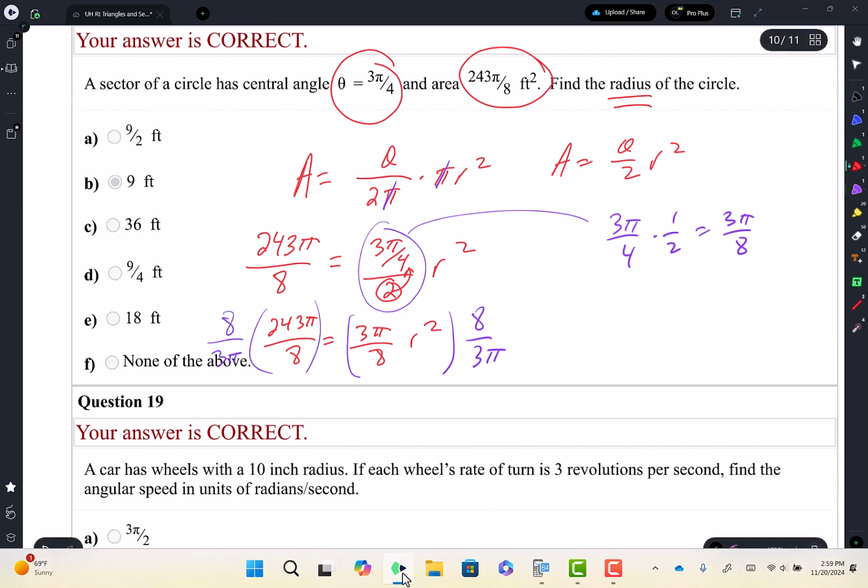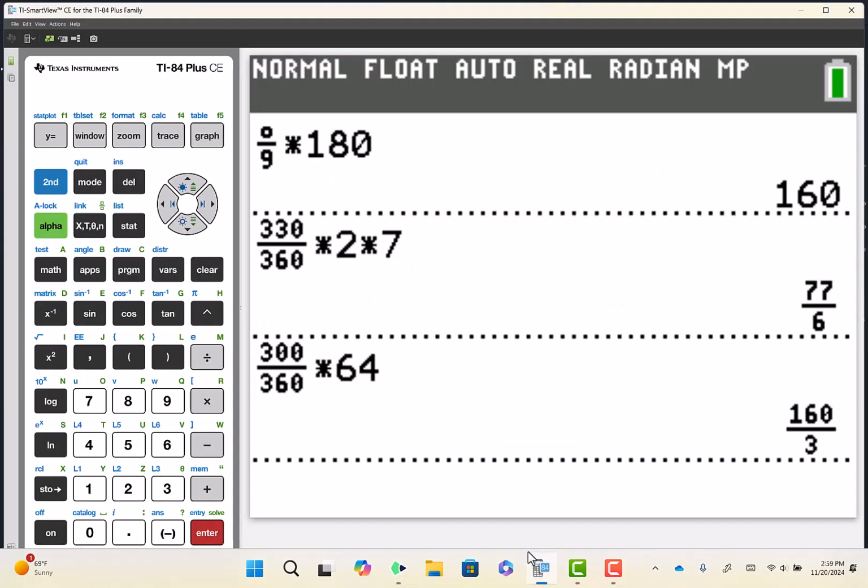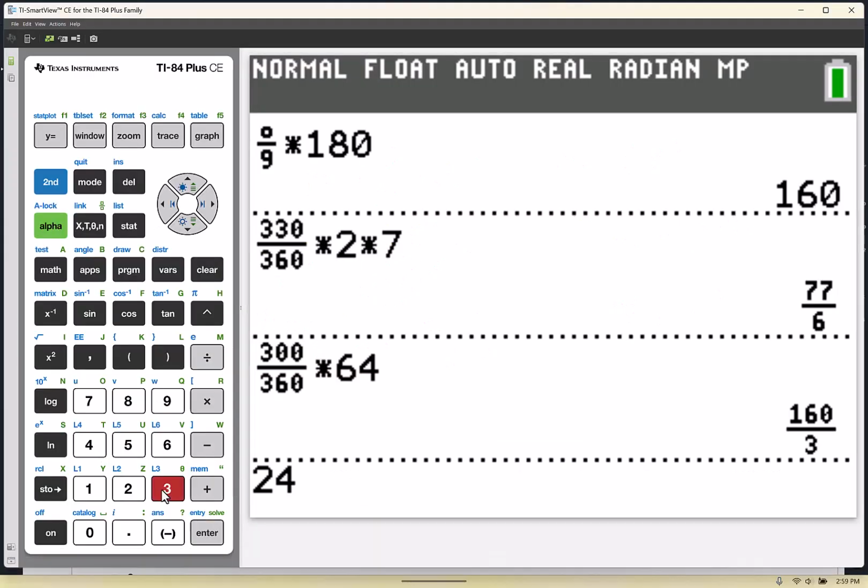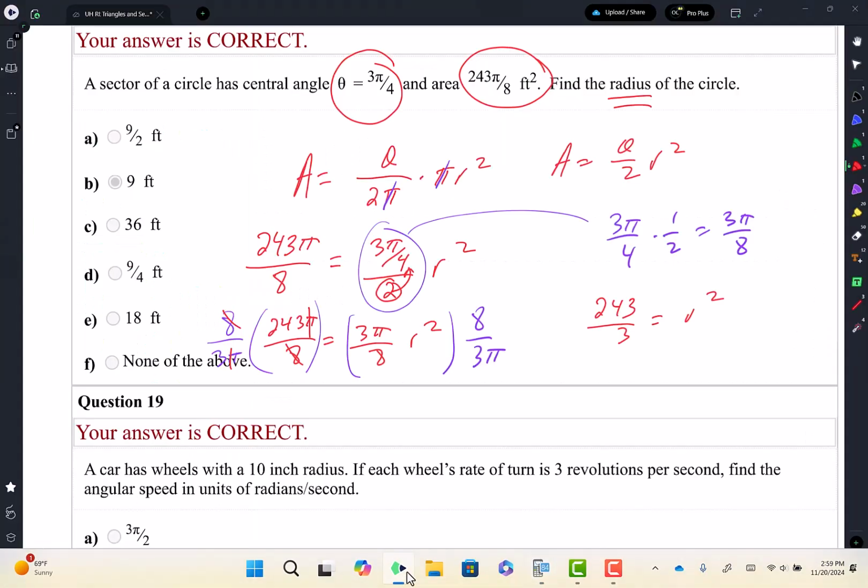So here's what I'm going to get. Ooh, pi. All right. 8s cancel out. The pi's cancel out. And I get 243 over 3 equals r squared. Let's see what 243 over 3 is in my calculator here. 243 over 3. And look, I get a pretty number. 81 equals r squared. Yep. What's my next move to get r by itself?